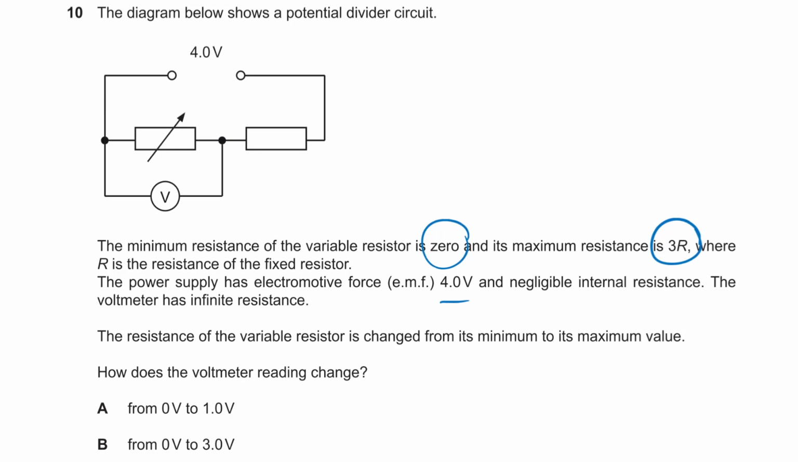Fairly easy. We know that first of all, just from V equals IR, if there's no resistance, then there's obviously not going to be a voltage. There's no energy being lost across the variable resistor. So it has to be from 0 volts, so it's either A or B.